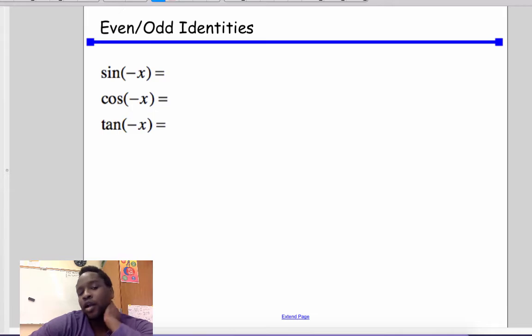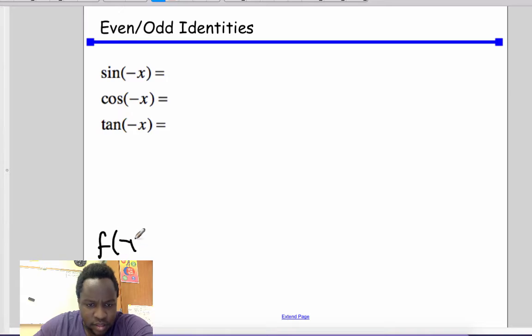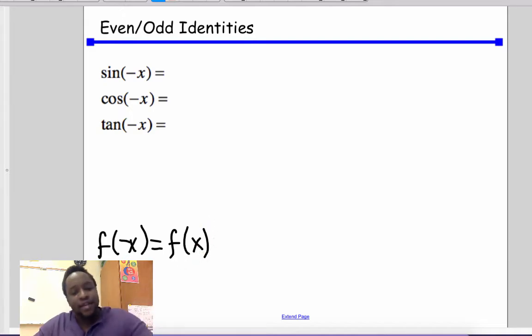Now let's take a look at our even and odd identities. So first, let's just recap that even functions are when we have f of negative x, then if it's even, then it's going to be f of x. So if we start off with f of x and we make f of negative x and we simplify and we get the same exact thing, we know that it is even.